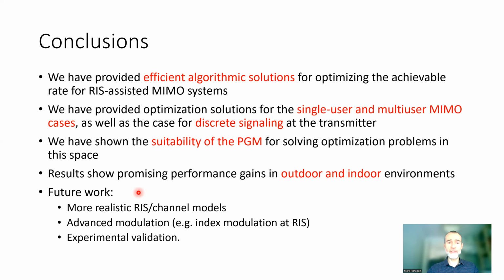So there's a lot of work still to do in this area. We need to look at more realistic RAS models, more realistic channel models, to consider electromagnetic interactions between the field and the actual RAS, for example. We should look at advanced modulation and also how to use the RAS in more interesting ways, for example, using index modulation to convey information. And also experimental validation. We need to see in practice, can we actually achieve the gains that we're predicting with our simulations?